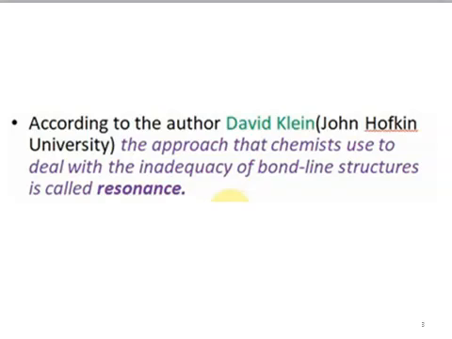So firstly, according to the author of a book known as the Textbook of Organic Chemistry, David Klein, from Johns Hopkins University, resonance is an approach which is used by chemists to deal with the inadequacy of bond line structures. What do we mean by inadequacy? This is a very broad definition by this author. The inadequacy in the bond line structure means that if we draw the structure in terms of bond line formulas for a conjugated system, we always end up with a violation of the rules of valency when we explain the structure as it is, right?